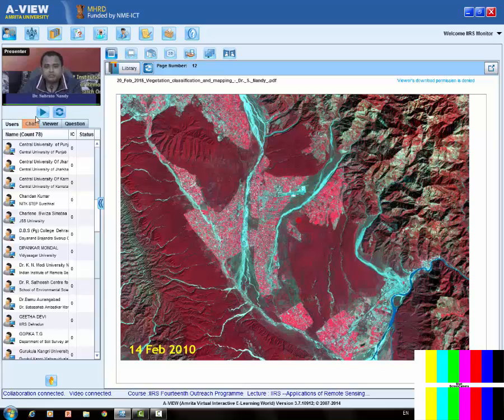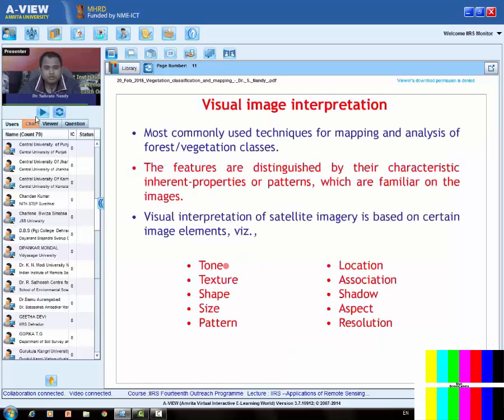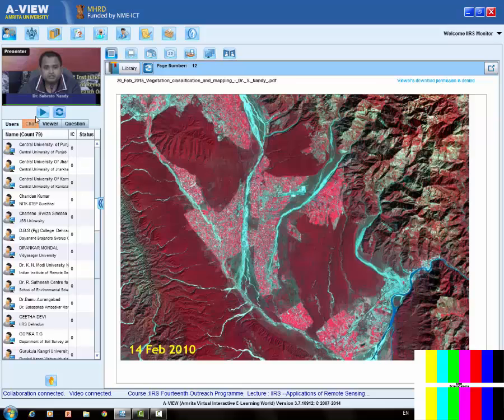Now, there is another element called texture. Texture is whether it is a smooth texture or a rough texture. Suppose there is an open forest, there it will be a rough kind of texture. But a very dense forest like this, or gregarious formations and dense forest, will give you a smooth kind of texture. So using texture also you can identify different objects. Now, I have talked about tone, texture, and shape, size.